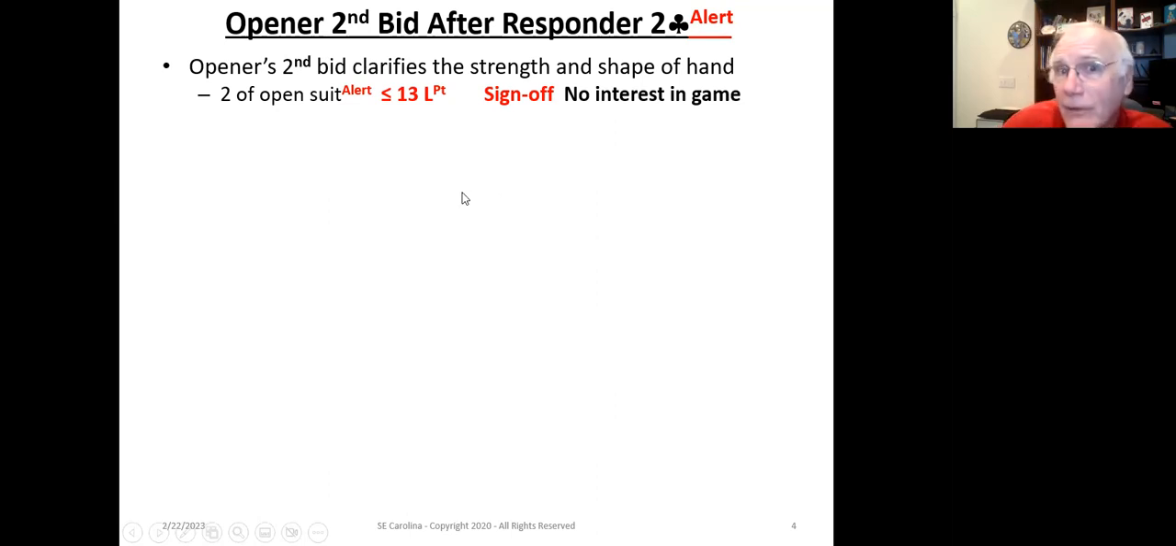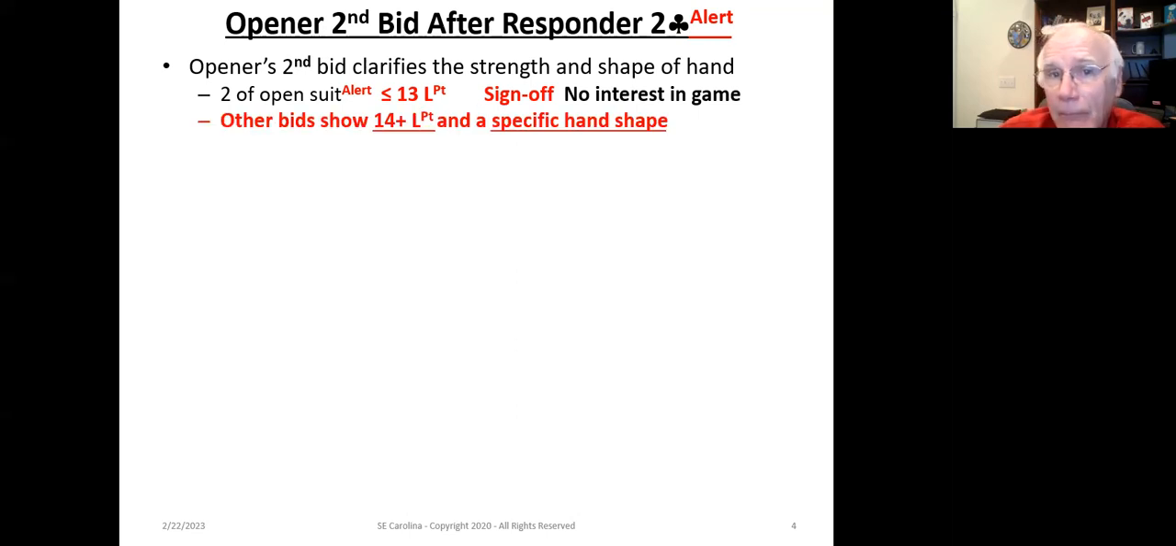All right, now let's look at the situation when the opener has 14 or more points. What 14 or more points says is, hey, we've got a very strong probability of having 25 plus points and the possibility of making game. So the second bid, anything but a rebid of the opener's major suit at the two level, guarantees 14 plus length points, and then specifically describes the shape of the opener's hand. Let's take a look at this.